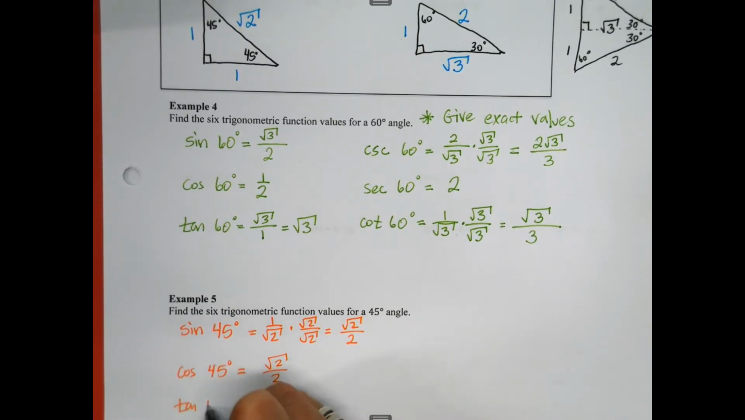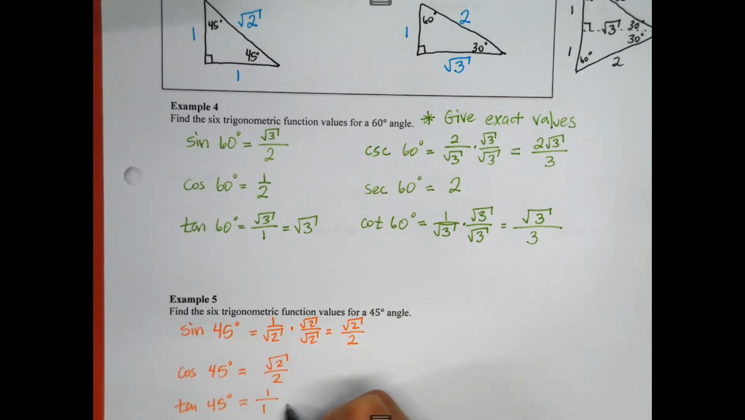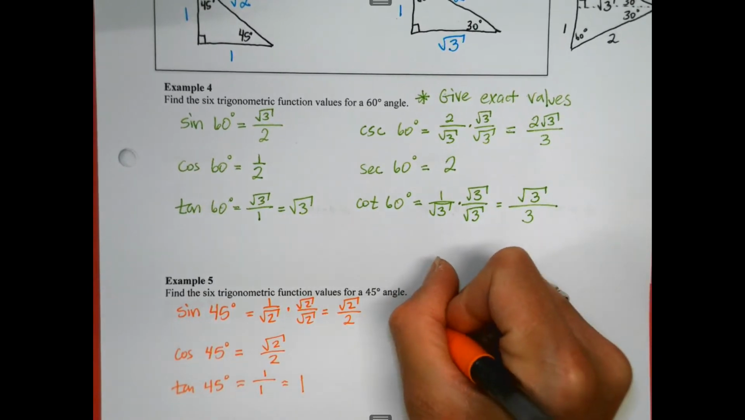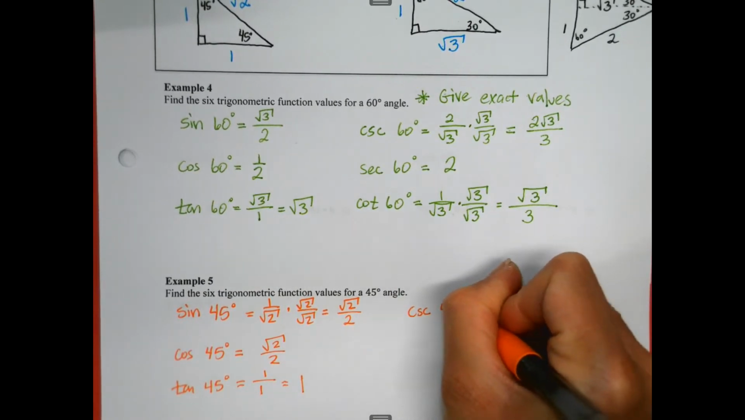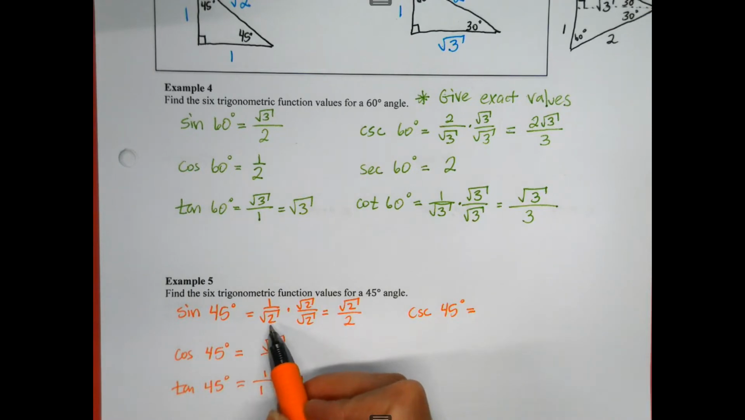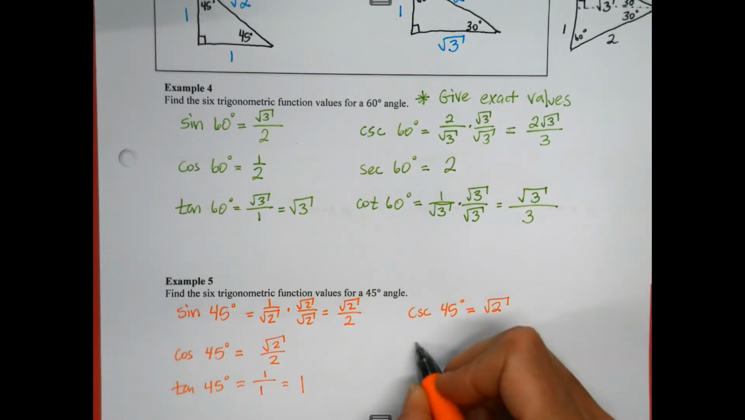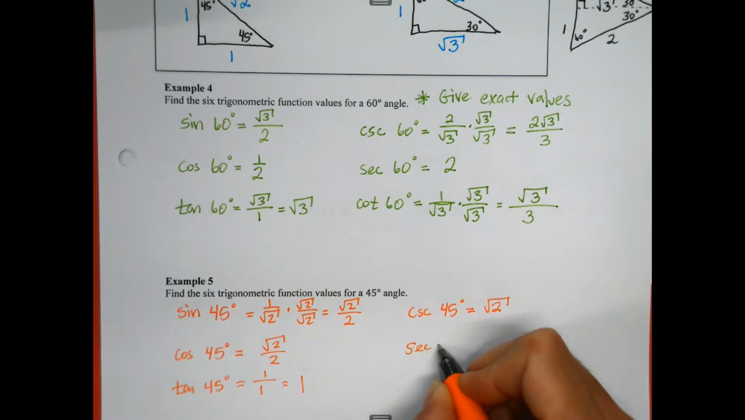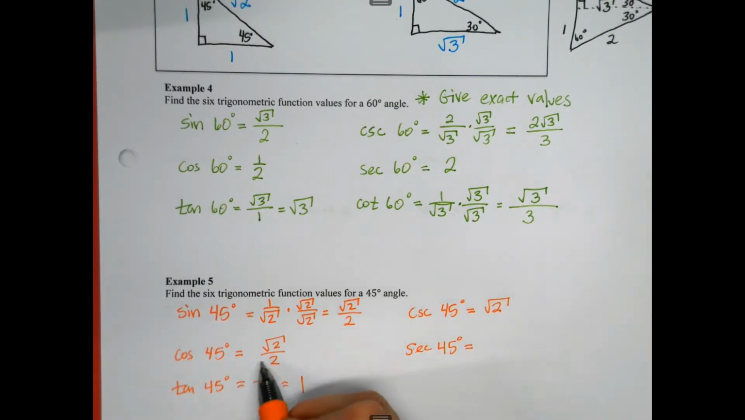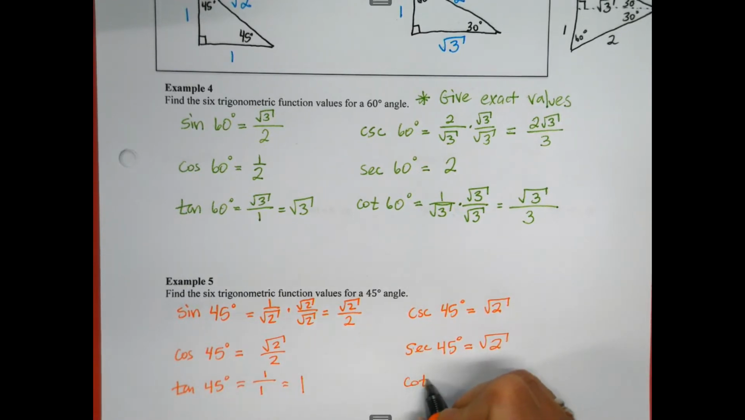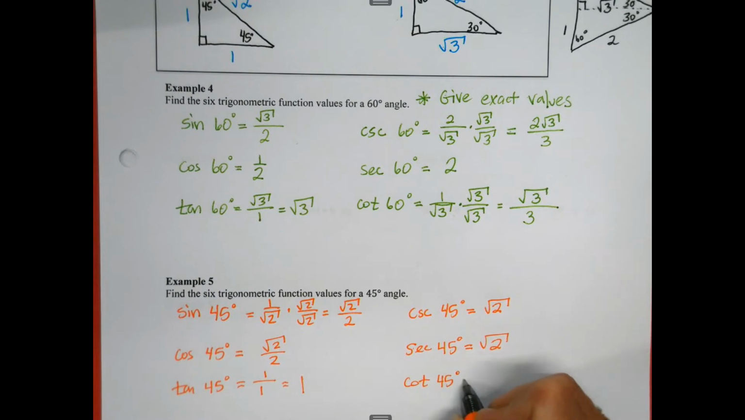And then tangent of 45 degrees is opposite, which is 1, over adjacent of 1, so we have 1. The cosecant of 45 degrees is the reciprocal of this. I'm going to use the original so I don't have to rationalize. It's just the square root of 2 over 1, which is the square root of 2. Secant of 45 degrees is the reciprocal of that also. It's the square root of 2. And cotangent of 45, the reciprocal of 1 is just 1.